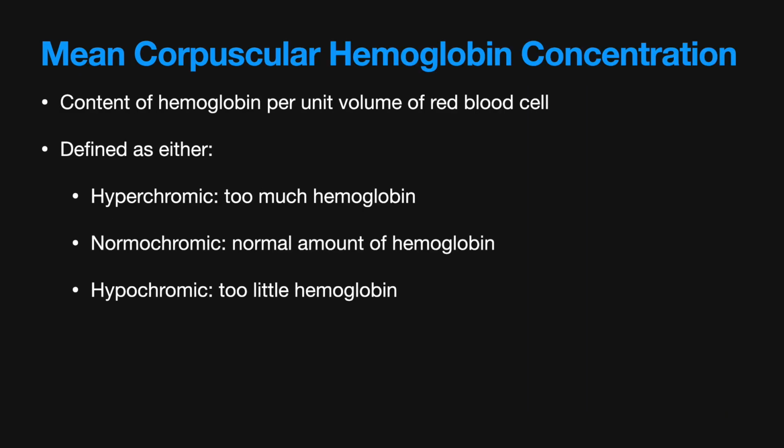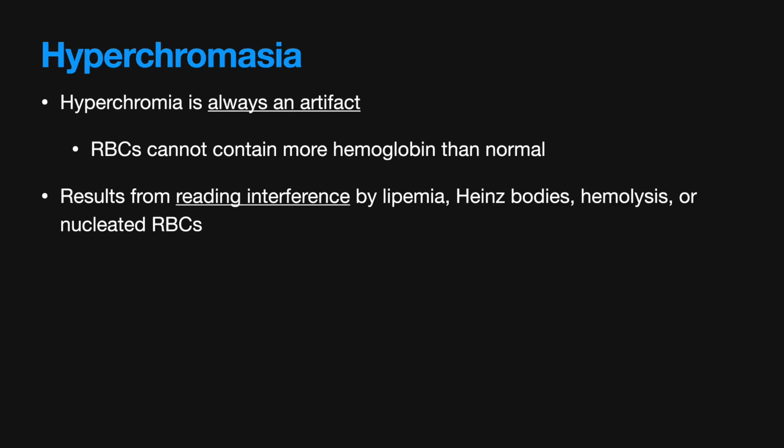The next characteristic is mean corpuscular hemoglobin concentration, or MCHC. This is the content of hemoglobin per unit volume of red blood cell. We define this as either hyperchromic, having too much hemoglobin, normochromic, having a normal amount of hemoglobin, or hypochromic, having too little hemoglobin. Hyperchromasia is always an artifact, as RBCs cannot contain more hemoglobin than normal.